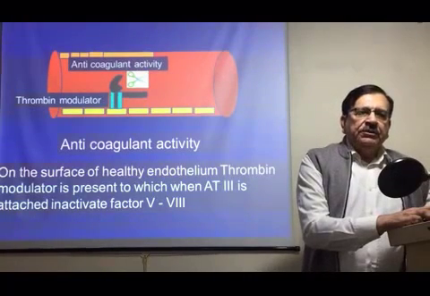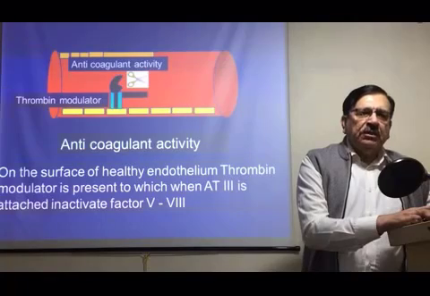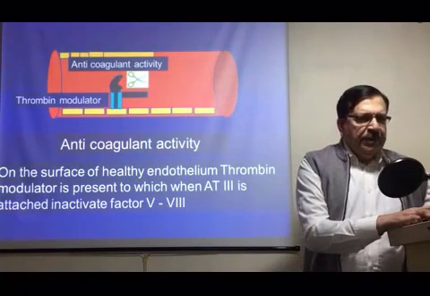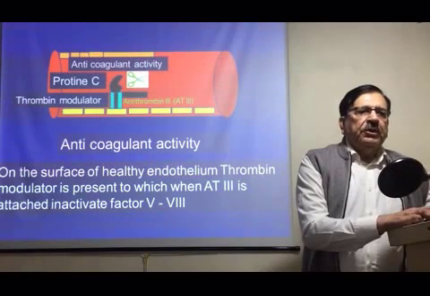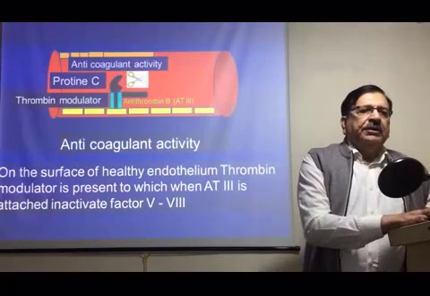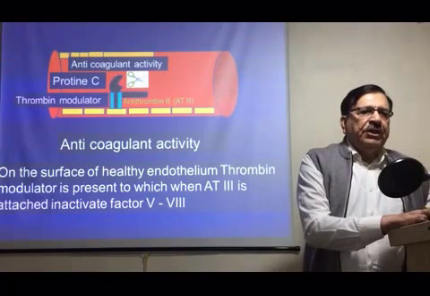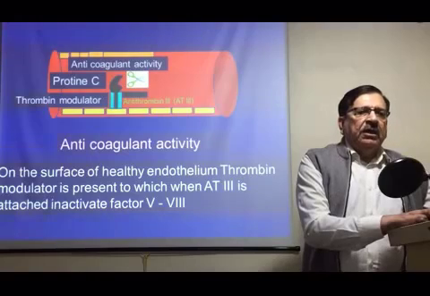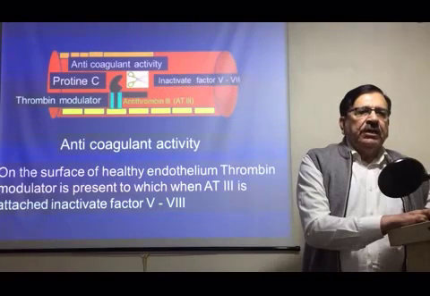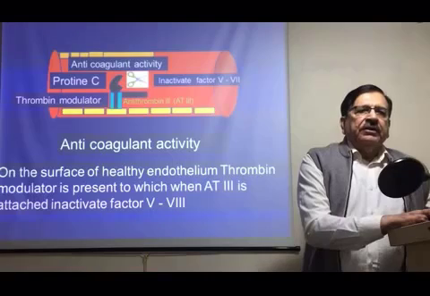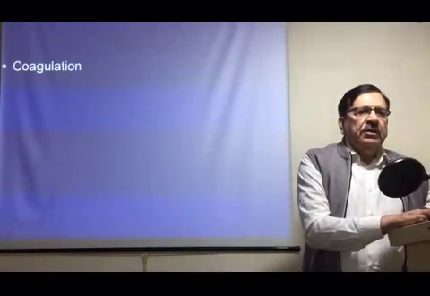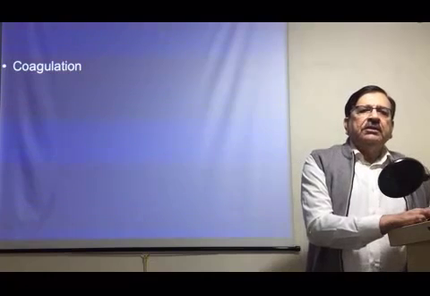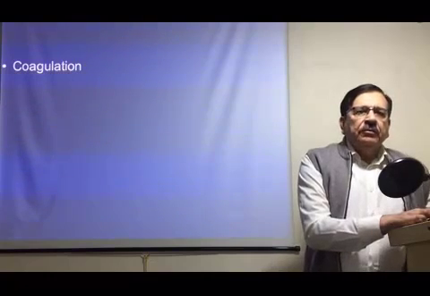Thrombomodulin, another substance, is present, and when antithrombin III attaches to this thrombomodulin, it activates protein C. And this protein C inactivates factor 5 and factor 7. So these are the mechanisms by which blood is prevented from coagulation.